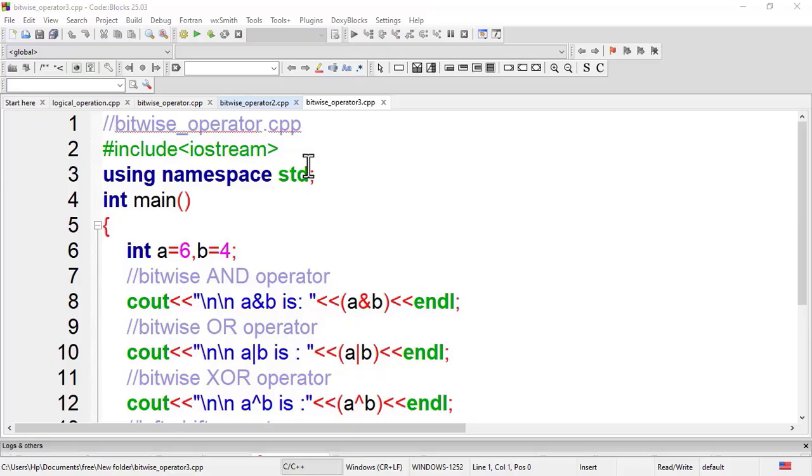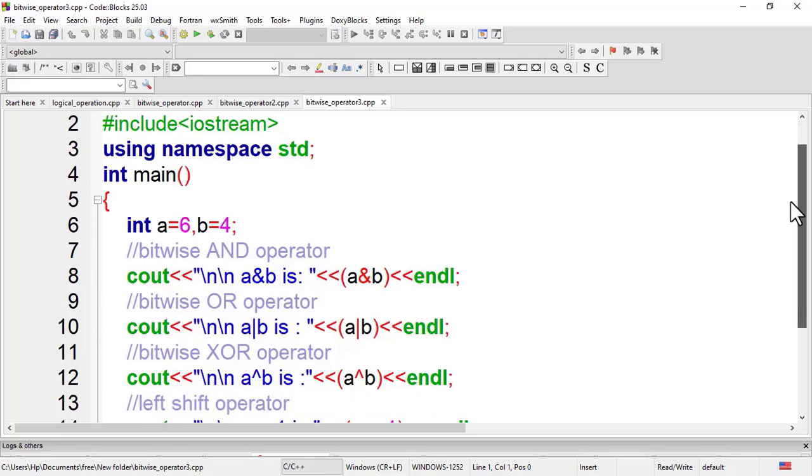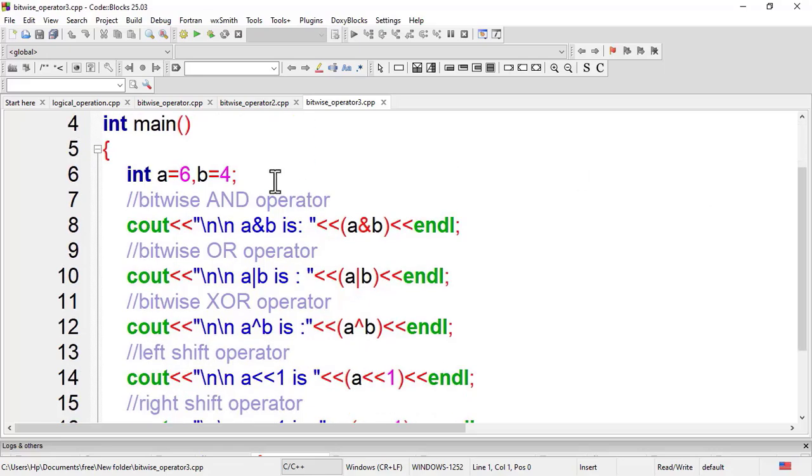The next one is the bitwise operator. Include iostream, using namespace std, int main. The first one is variable declaration. Int a is equal to 6 and b is equal to 4. Assign the value 6 to the variable a and 4 to the variable b. The first is the bitwise AND operator, a and b. It will be printed as it is, a and b. If the bits in a and b are 1, then it will be 1, else it will be 0.